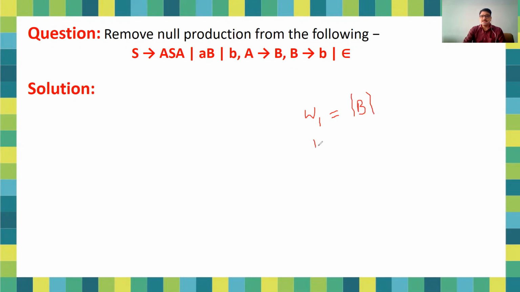In the next step, that is W2, just start with W1, that is B. Now we have to check whether any combination of W1 is provided by any other variable. So just see here, this B is provided by A only. So here you can find this one. And again we will try to find W3, that is A, B. Now we try to find whether any combination of A, B is provided by any other variable. There is no other variable that is providing A and B or a combination of A and B. So simply A and B are the nullable variables, right?